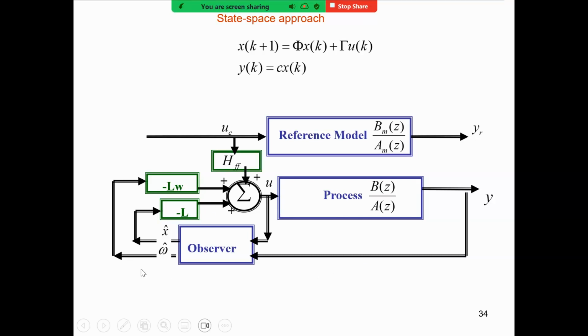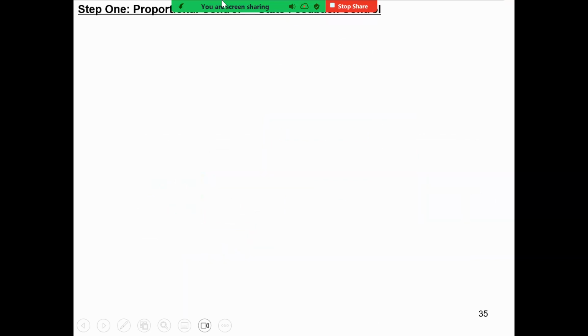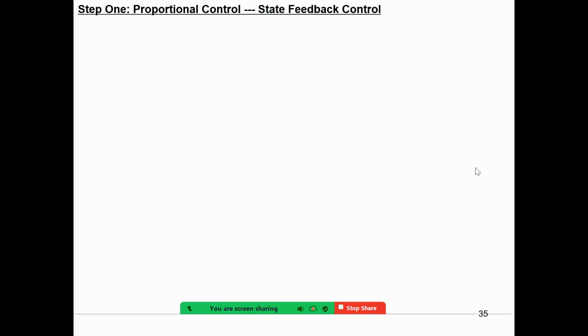After we design the feedback controller, you can see this involves many steps, right? You first have to design your L and L_ω. For the observer, you have to design the gains to make the observer stable, right? And then you build the feedforward part. That one is straightforward. Okay, let's look closer into the calculation involved in every step.